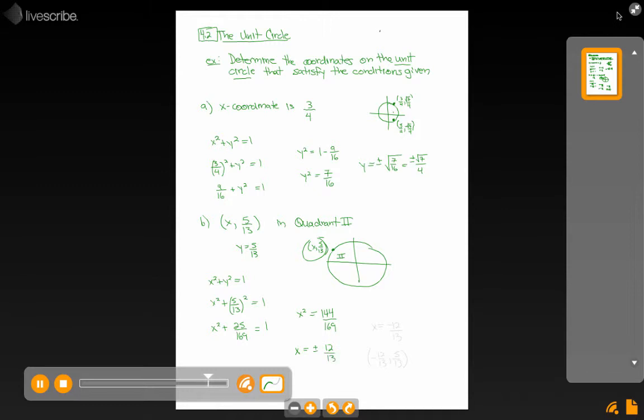There would have been two possible answers that would have that y-coordinate, but the fact is only one of them is going to be in quadrant 2, and that is the negative one, so x equals negative 12 over 13. So the coordinate on the unit circle is negative 12 over 13, comma, 5 over 13, and you can see in the picture above roughly where that would be.